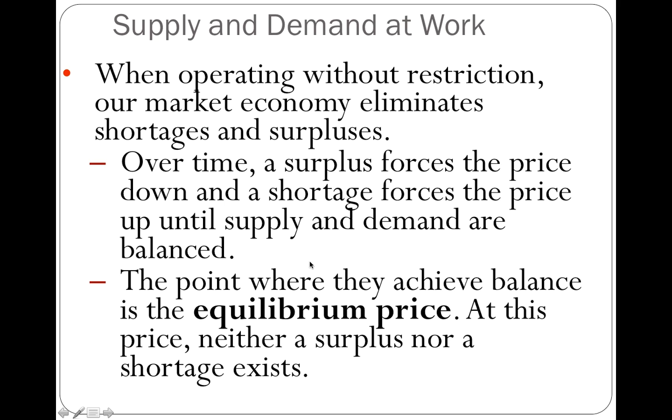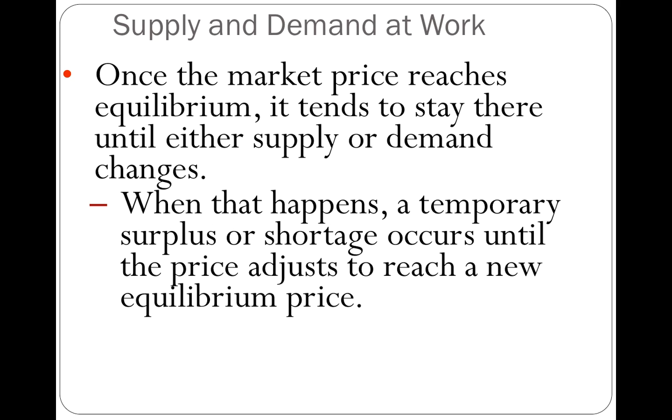Okay, supply and demand at work. When operating without restriction, our market economy eliminates shortages and surpluses on its own. Over time, a surplus forces the price down, and a shortage forces the price up until we find a balancing point, and that balancing point is called the equilibrium price. At this price, there exists neither a surplus nor a shortage.